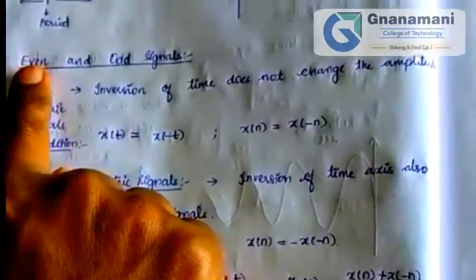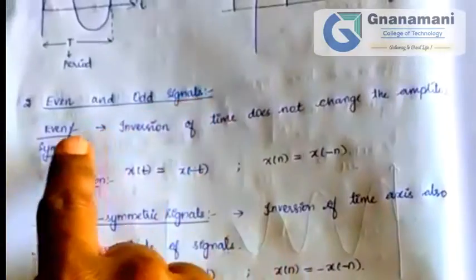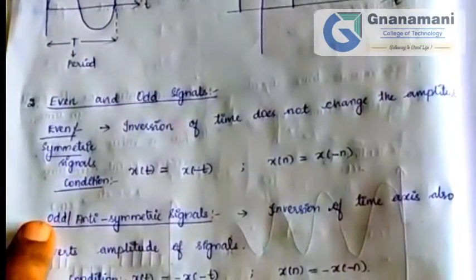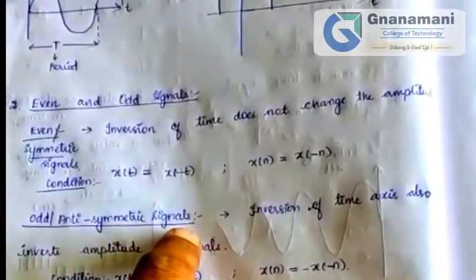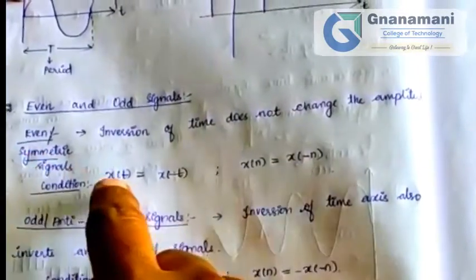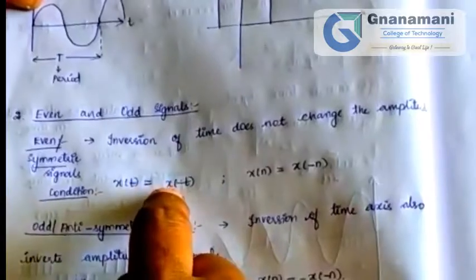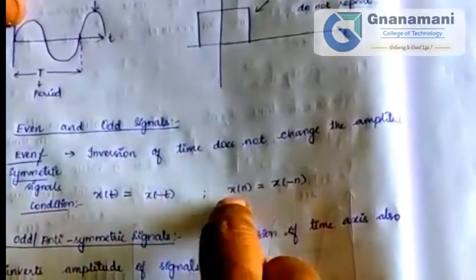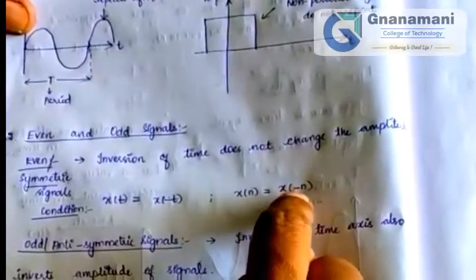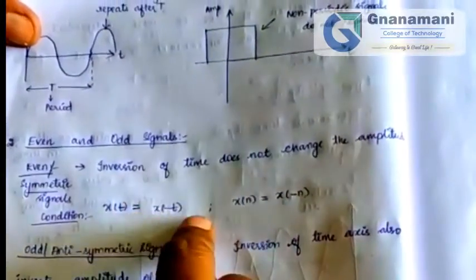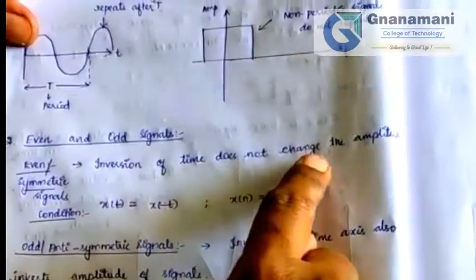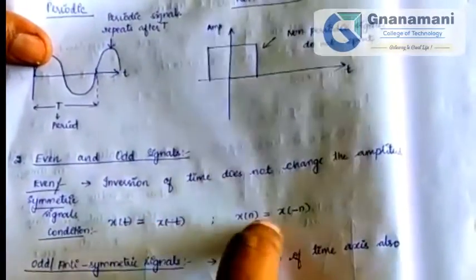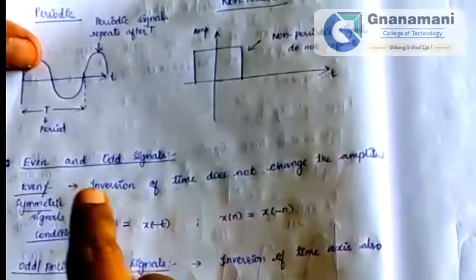Next we are going to see even and odd signals. An even signal is also called a symmetric signal, and an odd signal is also called an anti-symmetric signal. For an even signal, x of t must be equal to x of minus t. This is for continuous; for discrete, x of n is equal to x of minus n. Here the inversion of time does not change the amplitude. If we invert the time but the amplitude does not change, that is called an even signal.